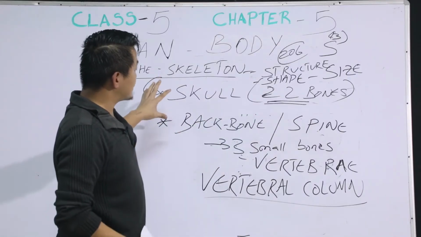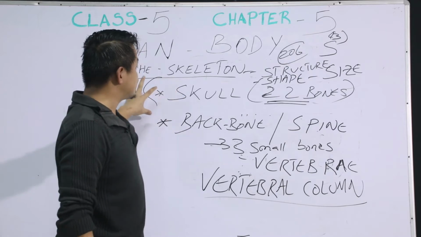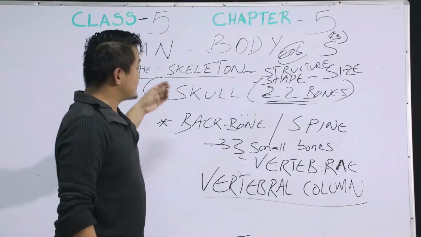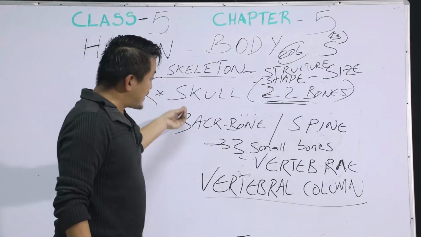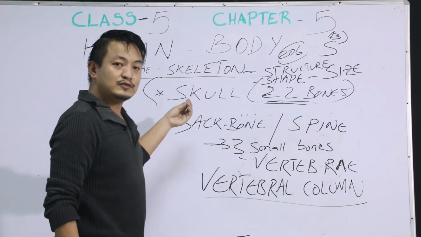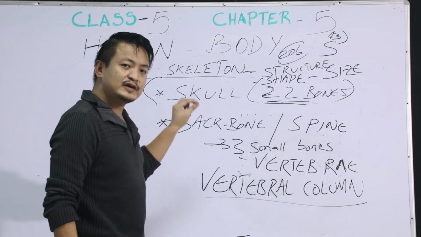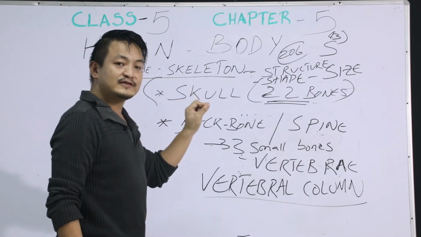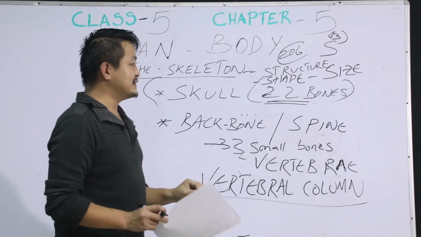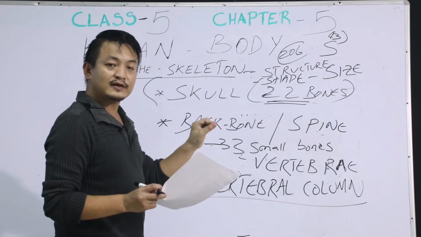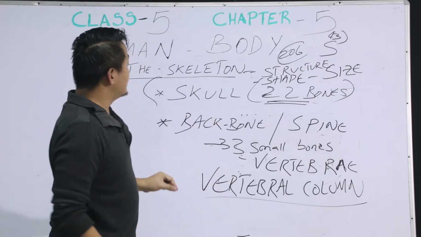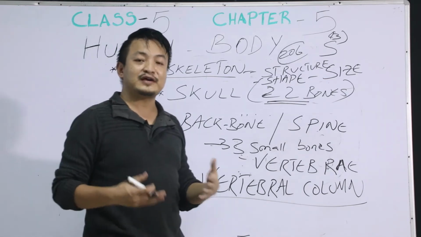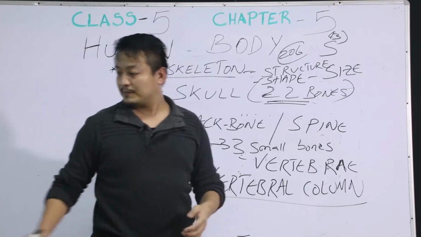Now, I'm sure you are clear with the first two parts, that is about the skull and the backbone. And the backbone, what does it do? It protects one very important organ. And what is that? It protects the spinal cord. Clear? So next up, we'll study about the third one, that is the rib cage.